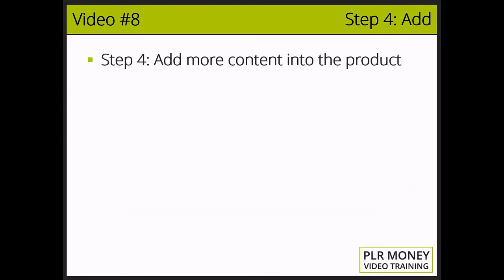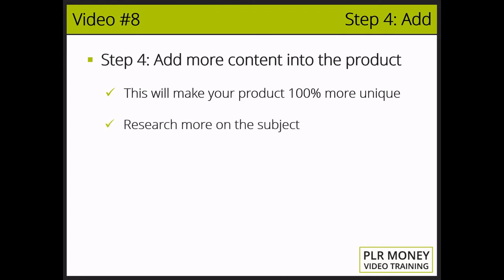Video number 8. Step number 4. Add more content into the product. This is something that will surely skyrocket the uniqueness of your product to 100%. You may do a little research on the subject. Maybe you will find that some of the tools mentioned here have been upgraded or may present new features that your clients may get an advantage from. That happens a lot with topics related to social media.